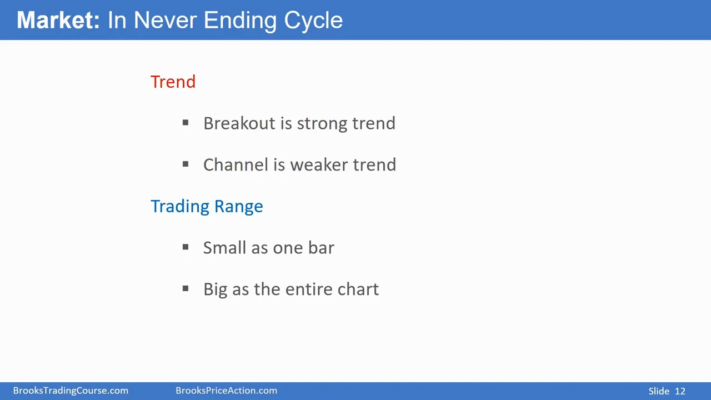Once the trading range reaches 20 bars or more, the probability of a bull breakout is about the same as for a bear breakout. So the market cycle is this. It trends and enters a trading range. And then the trading range breaks out in either direction, and then you get another trend. And the process just continues to repeat.